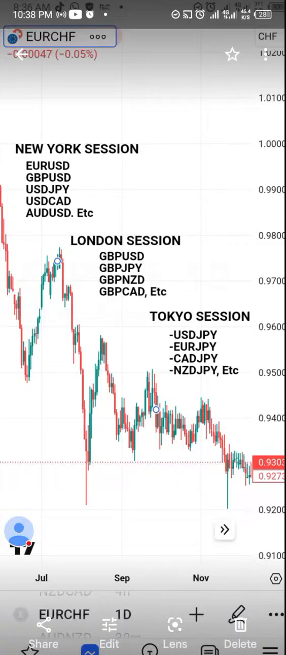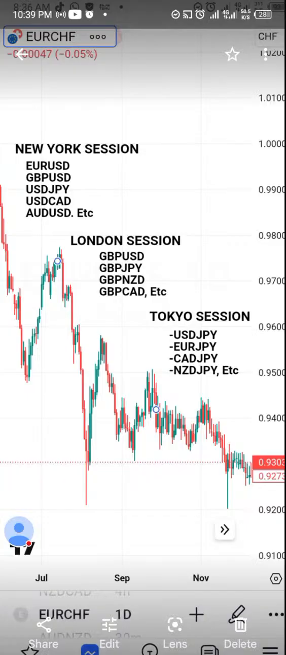So after that, we have the Frankfurt. Frankfurt and London is just an hour difference. The Frankfurt session opens at 7 a.m. Nigerian time, approximately 8 a.m. now because of the summer and the winter time difference. So at 8 a.m. you want to trade the Euro pairs and the CHF pairs. These are the pairs you want to trade during the Frankfurt session, right?